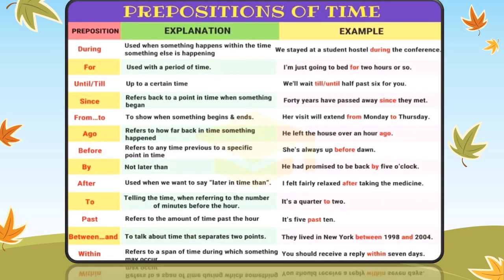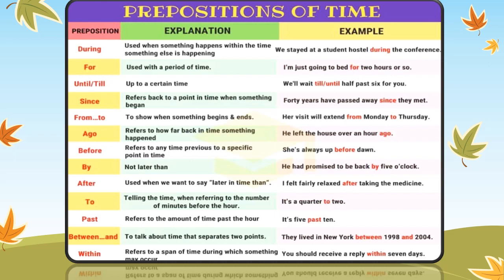Let's go through the usage of prepositions one by one. The first one in front of us is the prepositions of time. Here we have the prepositions during, for, until or till, since, from, to, ago, before, by, after, past, between, and together, also, at last, within. Examples are given in front of you.